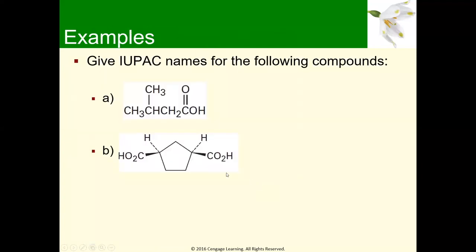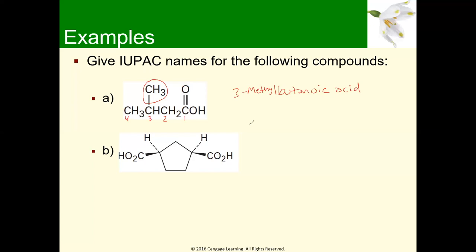Okay, so let's do a couple examples. We want to give the IUPAC names for the following compounds. All right, so we'll look at the structure, see if we can come up with some names here. First of all, as I said, we're going to number them where the carbon that's on the carbonyl is 1, and then the longest chain I've got 2, 3, 4. So the parent name is going to be butanoic acid. But in this case, I've got this methyl group at position 3. So 3-methyl butanoic acid.